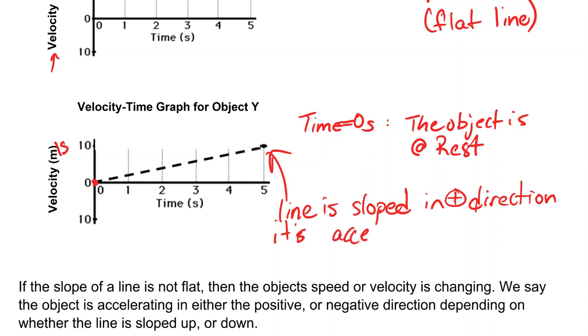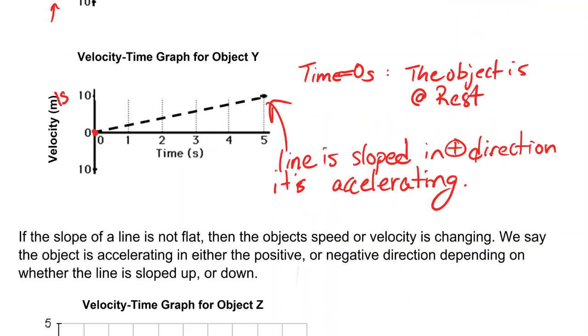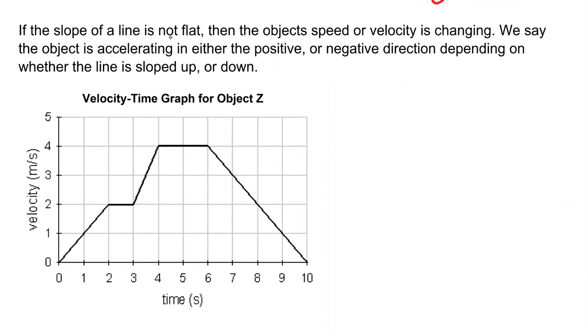It's accelerating. This has got to be my worst writing of all time, but that's okay. Hopefully you get it. So this object is not traveling with uniform motion. At any point in time, is its speed staying the same? Between here and here, did it stay the same? No, it went up. The speed had to go up a little bit while the object was moving. So if the slope of the line is not flat, then the object's speed or velocity is changing. We say the object is accelerating in either the positive or negative direction.